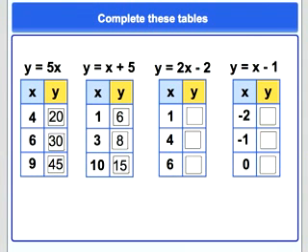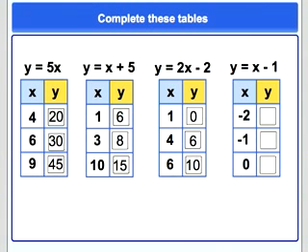We go to the other equation, y equals 2x minus 2. Again, we make up some values. Well, I've made up 1. 2 times 1 is 2. 2 minus 2 is 0. Then 2 times 4 is 8. 8 minus 2 would be 6. 2 times 6 would be 12. 12 minus 2 would be 10. And again, we have the coordinates to graph for the equation y equals 2x minus 2.